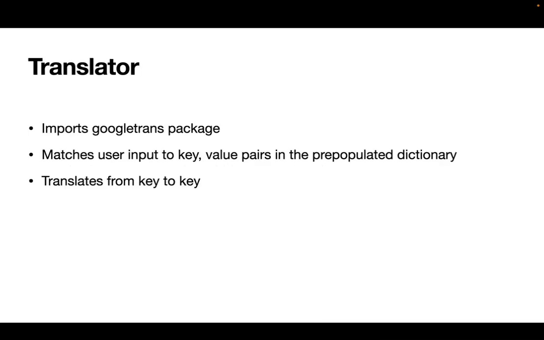So as I said, the Google translator imports that Google Trans package, and it matches user input to key value pairs in the pre-populated dictionary. So the Google Trans API actually already has a pre-filled dictionary. So I've implemented that into my code and then called whatever value is necessary based on the key that the user has entered.